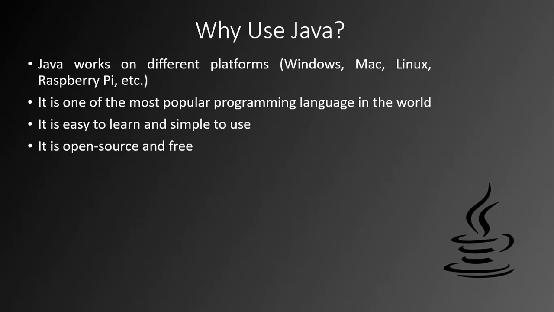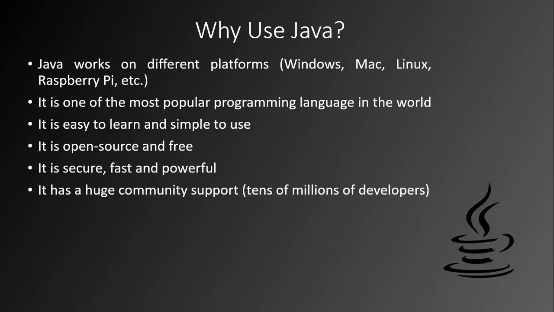The software development kits, the JDK, all of those you can get anywhere for free. It does not cost anything, and it is secure, fast, and powerful. It has high community support, meaning millions of people use it. So they have different solutions to many problems which are already given on the internet.